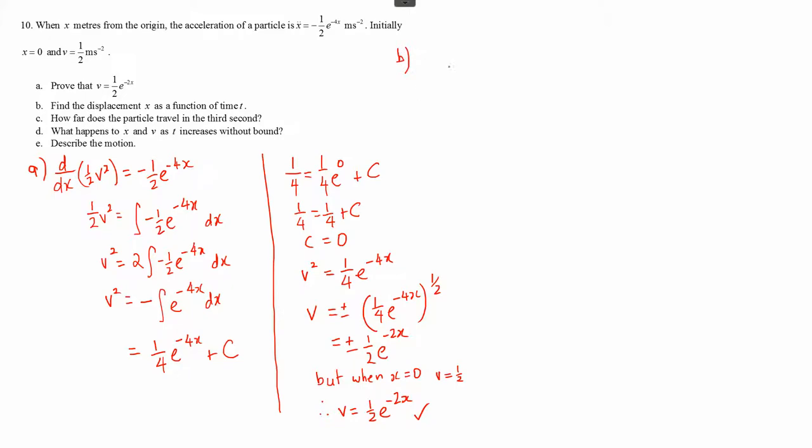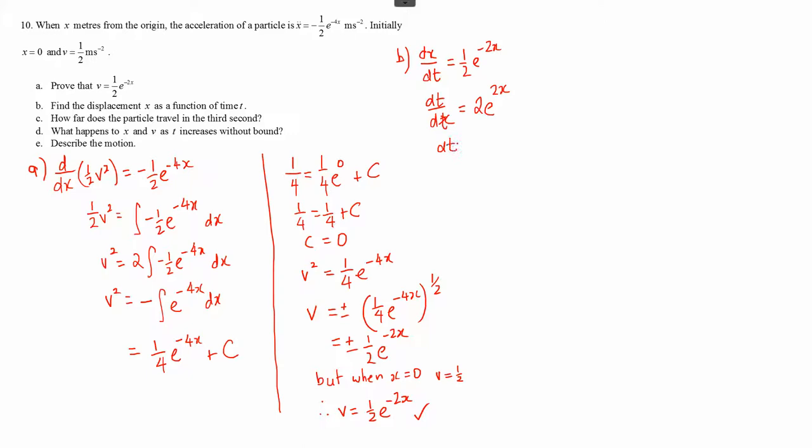Okay, next for part B, we need to find the displacement as a function of time. Whenever we want to find displacement as a function of time, all we need to do is swap v with dx dt, because velocity is the rate of change of displacement with respect to time. So we get dx dt is a half e to the minus 2x. Then we take the reciprocal of both sides, and we get dt dx equals 2 e to the 2x.